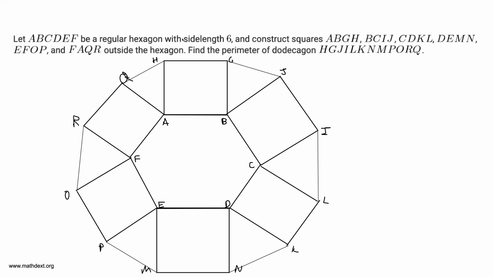All right, so I have drawn out this diagram, which consists of this regular hexagon, these 6 squares on the exterior of the hexagon, and ultimately this big dodecagon we want to find the perimeter of.